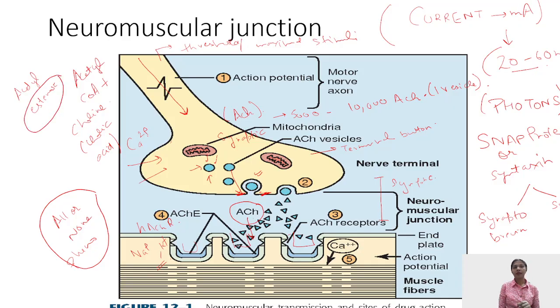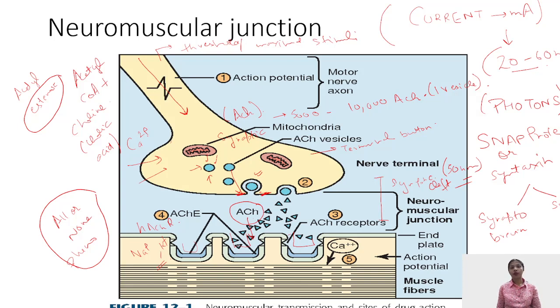Okay, the enzyme is acetylcholine esterase. And the only thing that is important in the synaptic cleft is its thickness. It is just 50 nanometers thick. So this is your neuromuscular junction.